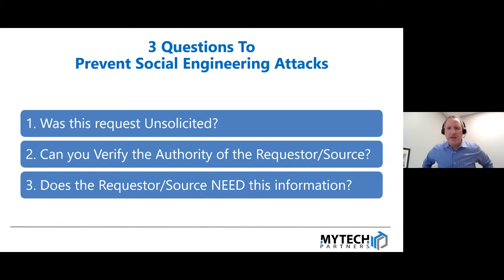Now, again, use these in combination. For instance, let's say one of the MyTech support folks comes to your physical office to do something. Were you expecting them? If you were, great. Then did you verify who they are? Do they have a MyTech badge? They should have a MyTech badge. But if you didn't expect them and they have a MyTech badge, maybe calling MyTech to verify that the person is who they say they are and is supposed to be there is a way to verify the authority of the requester or the source that's coming at you.